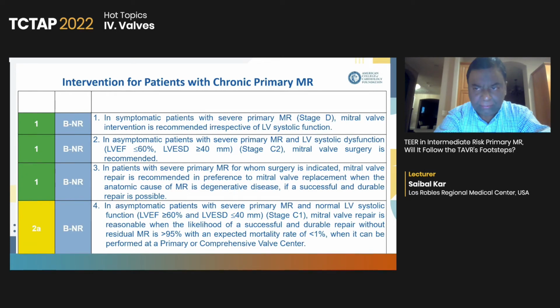Now let's look at the treatment strategies based on the ACC guidelines. If you look at the ACC guidelines and you look at the treatment for chronic primary MR, which usually means degenerative MR, you can see the class 1 indication for treatment is surgical repair. It can be even up to patients who are asymptomatic. If you look at the next column, which is non-repair, you can see there's no randomized data supporting that. You can see the class 1 indications based on non-randomized data.